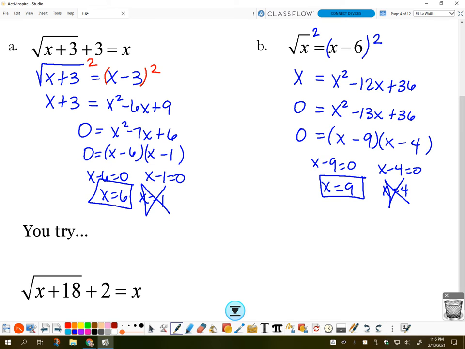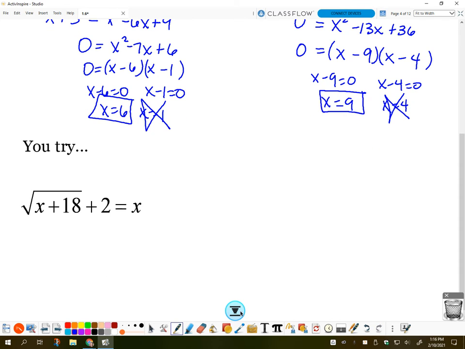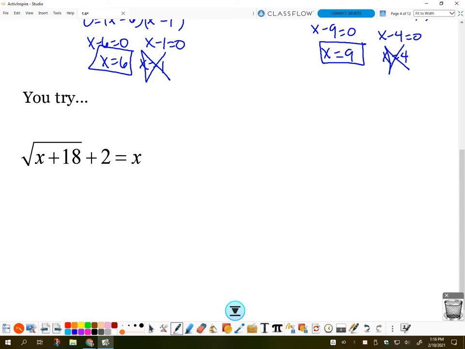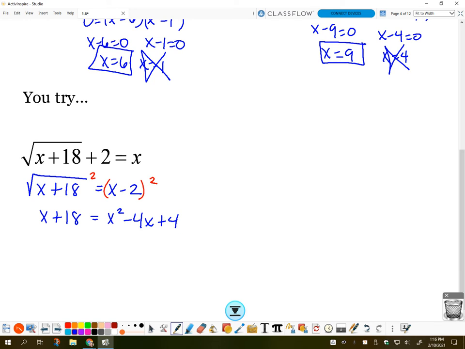Alright, so here's the try for you for this. Okay, so your first step is move the 2. The second step is square both sides. So x plus 18 falls out. This is going to be x squared minus 4x plus 4. Do everything on the same side. So subtract x, subtract 18. So subtract x gives me negative 5x. Subtract 18 gives me negative 14.